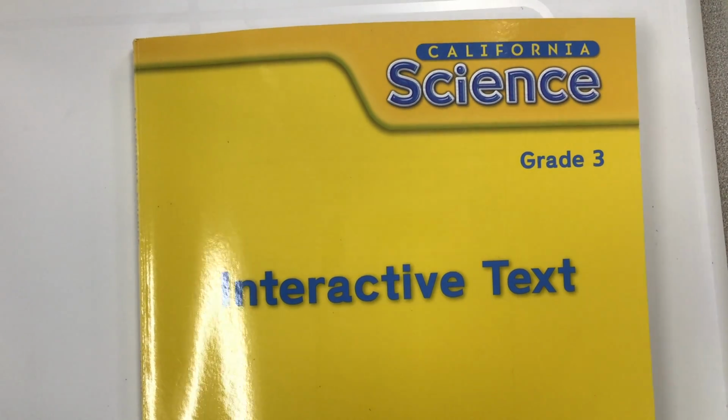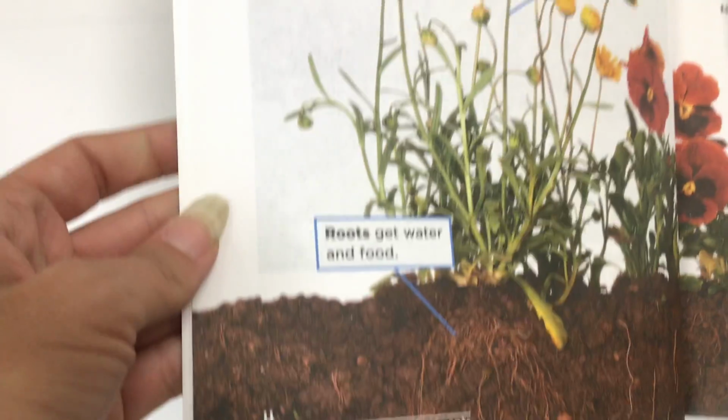Alright, boys and girls, we are in our California Science 3rd grade interactive text. We're going to begin on page 4.